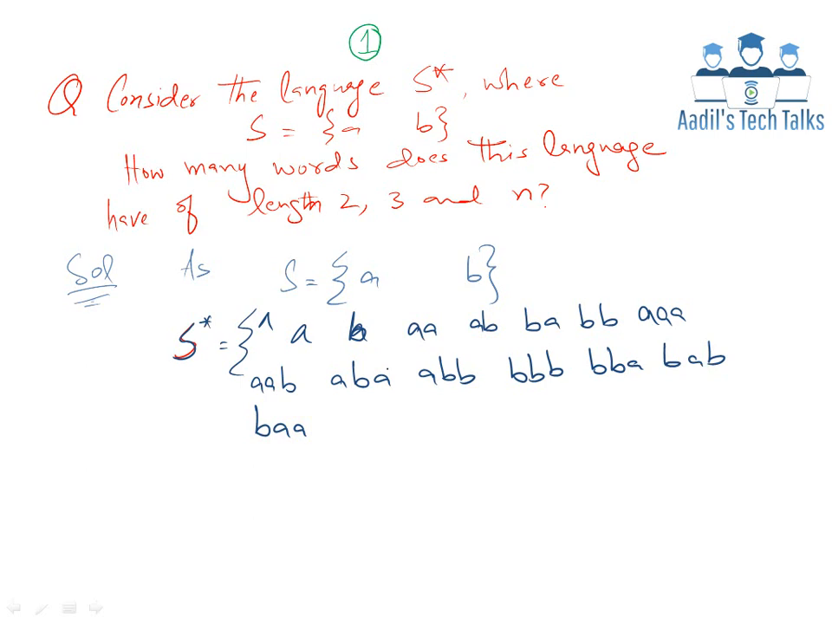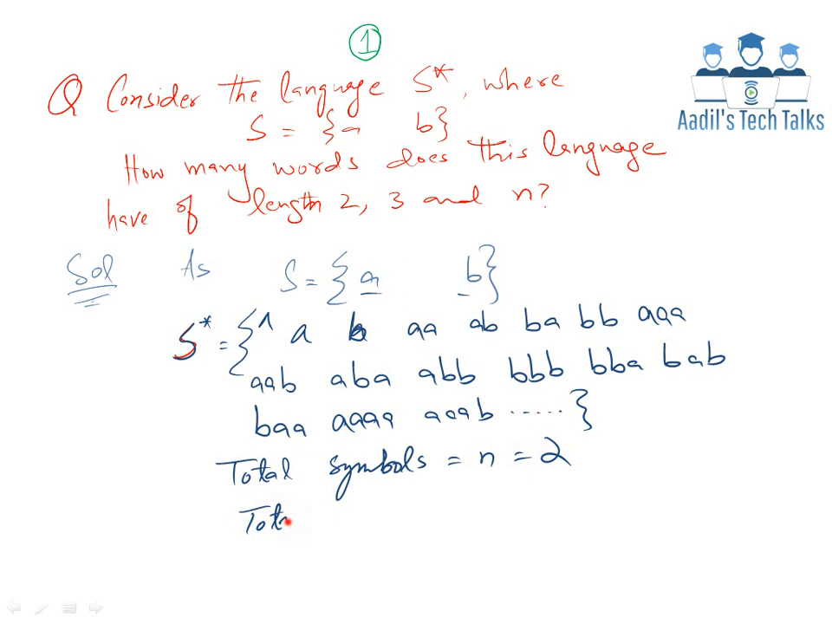Now as there is no possibility of any further word of length 3, the next words will be of length 4: AAAA, then AAAB, and the process goes on. Now, how many words of this language are there of length 2, 3 and N? If you look at the symbols, the total number of symbols is 2.